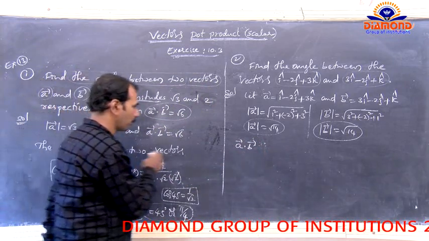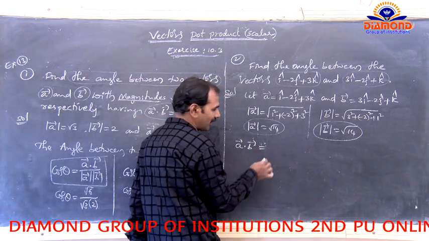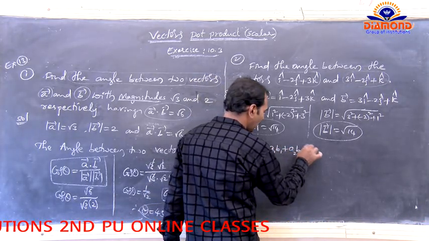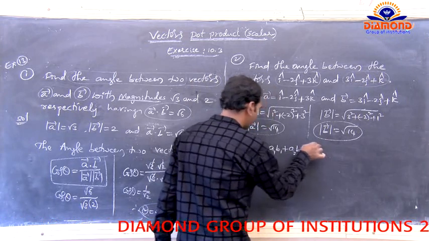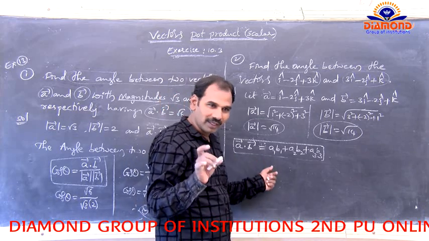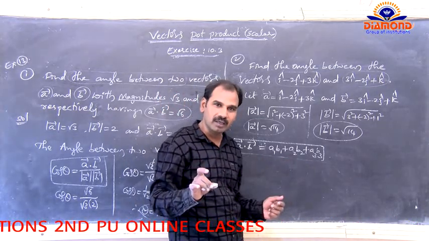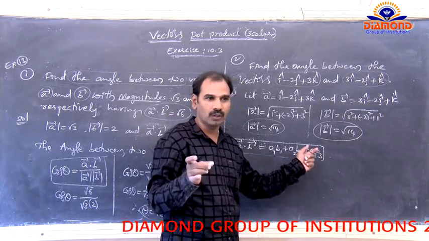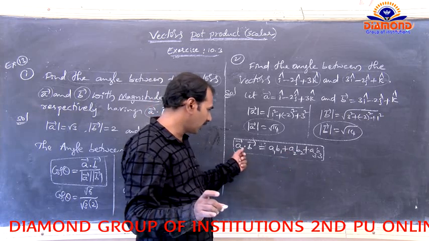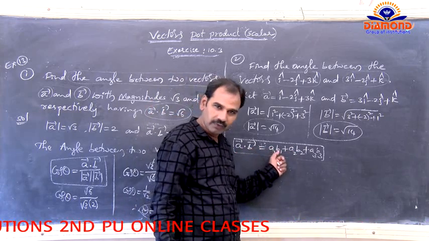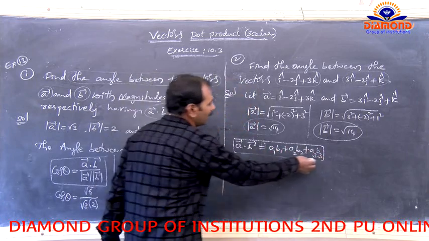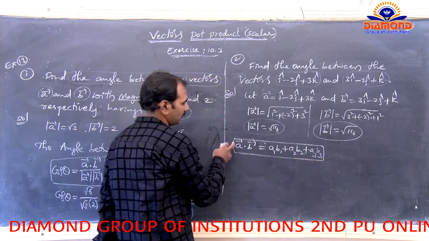But next, A dot B. A dot B means, you know the formula already, A1 B1 plus A2 B2 plus A3 B3, because of the two vectors A equal to A1 I cap plus A2 j cap plus A3 k cap and B vector is B1 I cap plus B2 j cap plus B3 k cap. Then A vector dot B vector equals A1 B1 plus A2 B2 plus A3 B3, based on condition number 8.